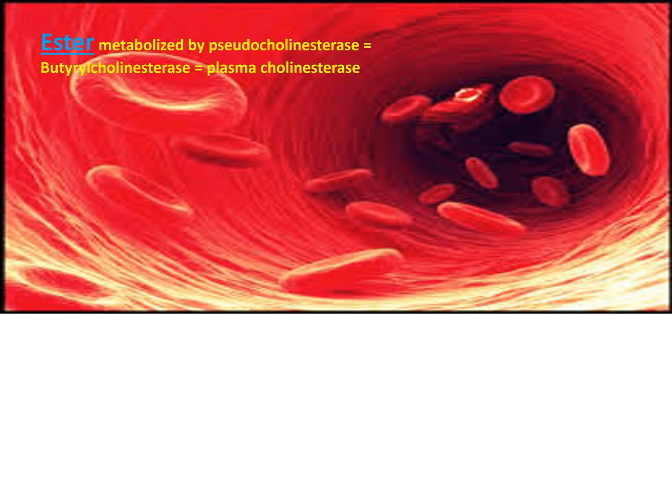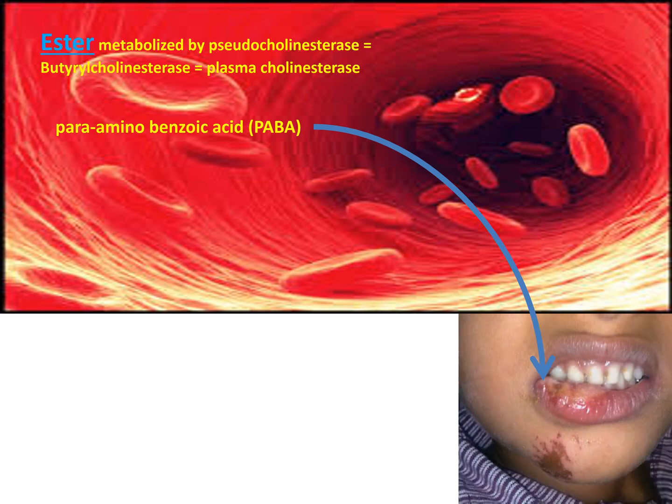We have the ester type. It is going to be metabolized by pseudocholinesterase, or what we call butyrylcholinesterase, or the other name, plasma cholinesterase. Whenever it is metabolized by this enzyme, the ester type is going to produce para-aminobenzoic acid. This chemical substance is the one responsible for the toxicity and the allergic side effects that are produced by the ester type of local anesthetic agent.